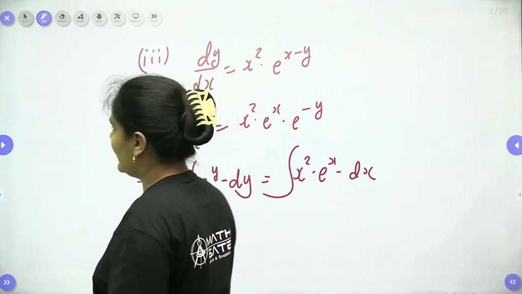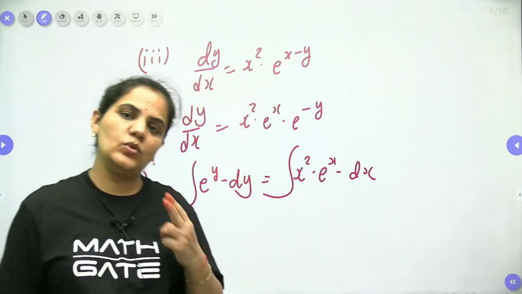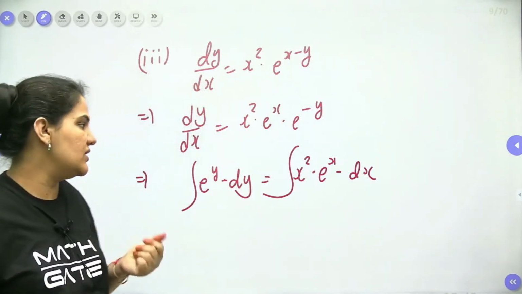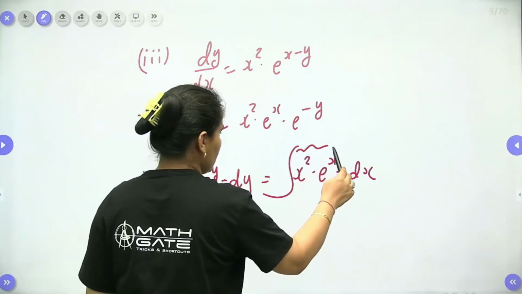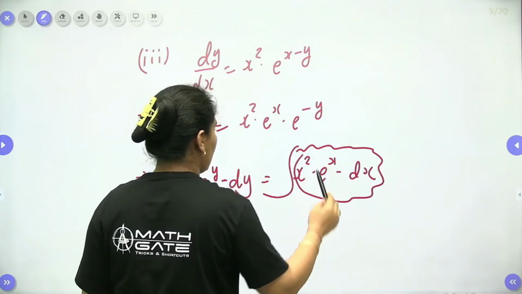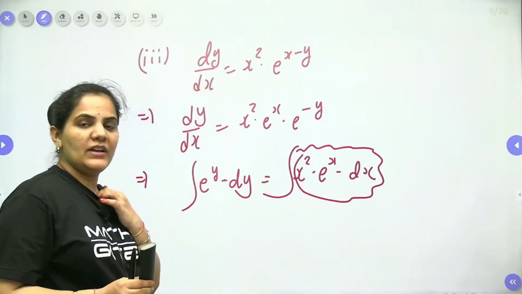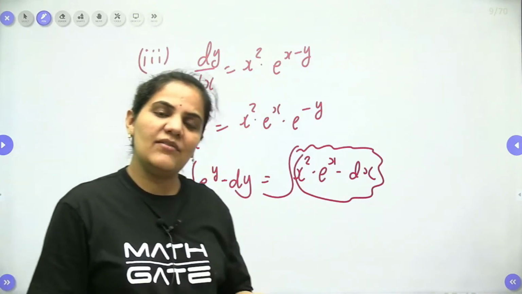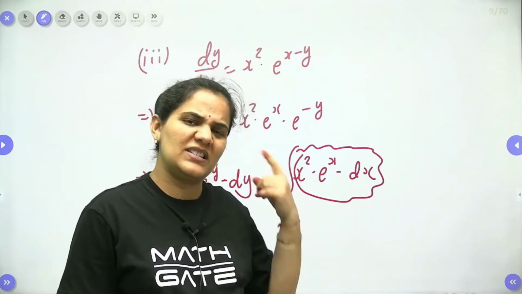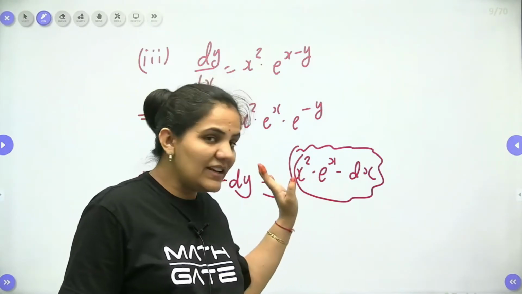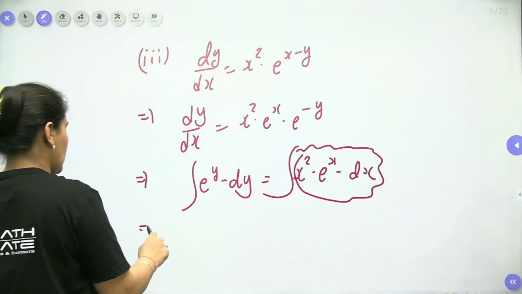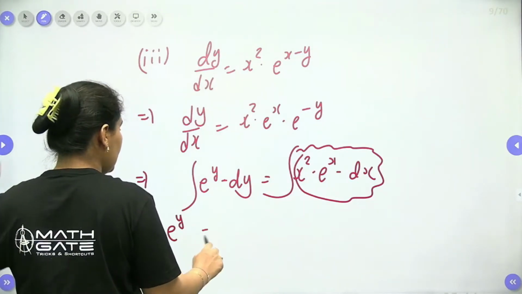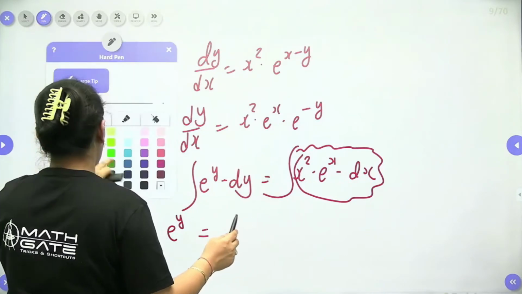Now let's integrate it and we will solve this in two lines only. We already know, as I already told you, a superb trick for x square e to the power x. With the help of that trick, you can approach each and every question of this format in a single line only. So you can directly integrate. The integration of e power y will be e power y. The integration of x square e power x.